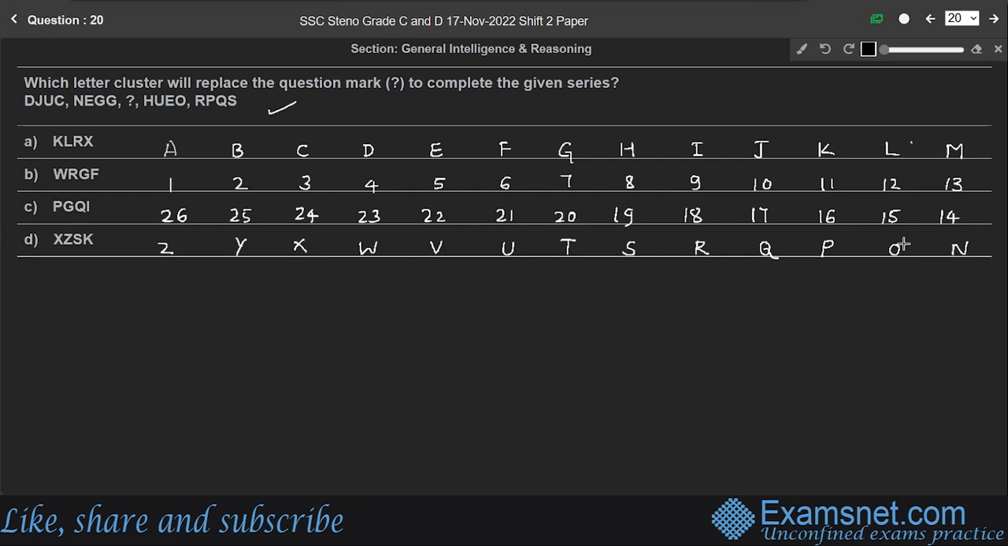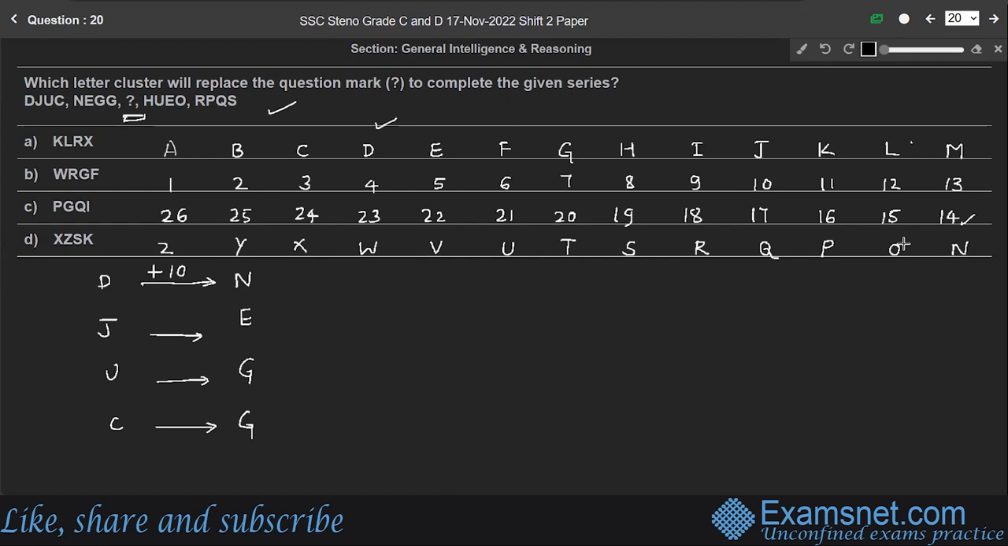Question number 20. Which letter cluster will replace the question mark to complete the given series? We need to find the third letter cluster. To find that, we'll consider the first two clusters, DJUC and NEGG, and find the relation between them: how the first letters, second letters, third letters and fourth letters are related. For that, I have written the positional values of each letter. Here D is 4. The first letter in the next cluster is N. So D plus 10 is N; D is 4, N is 14.